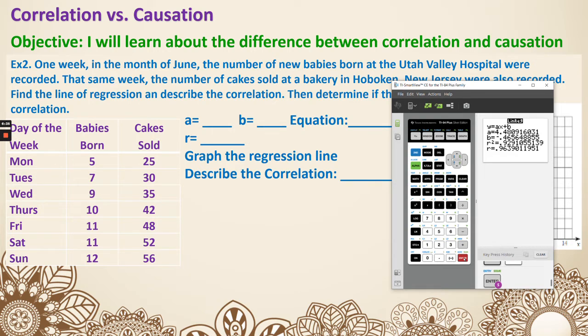Calculate. We will get our A to be 4.48. Our B is going to be negative 0.47. So our equation is y equals 4.48x minus 0.47. Our R is going to be 0.96, which means we have yet another strong positive correlation.